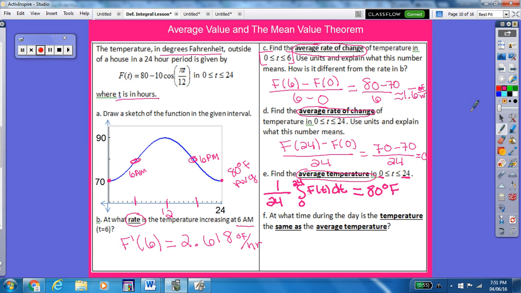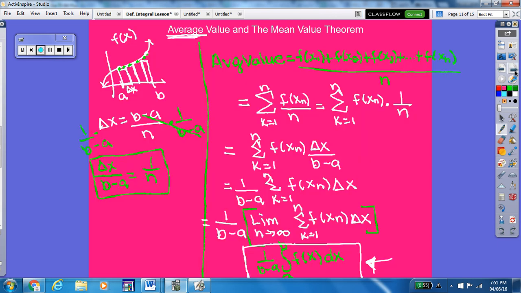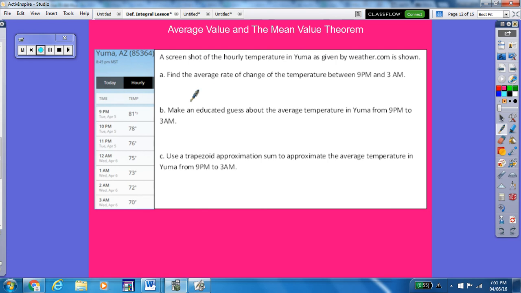So let's go ahead and go back to our, one second. I'm going to put pause on that one, and we're going to do another example. I think I gave this to you guys in class. Hopefully I did. I took the temperature yesterday from weather.com. This is just a screenshot of the weather in Yuma from 9 p.m. to 3 a.m. And I just took the temperature. These are just the temperatures.